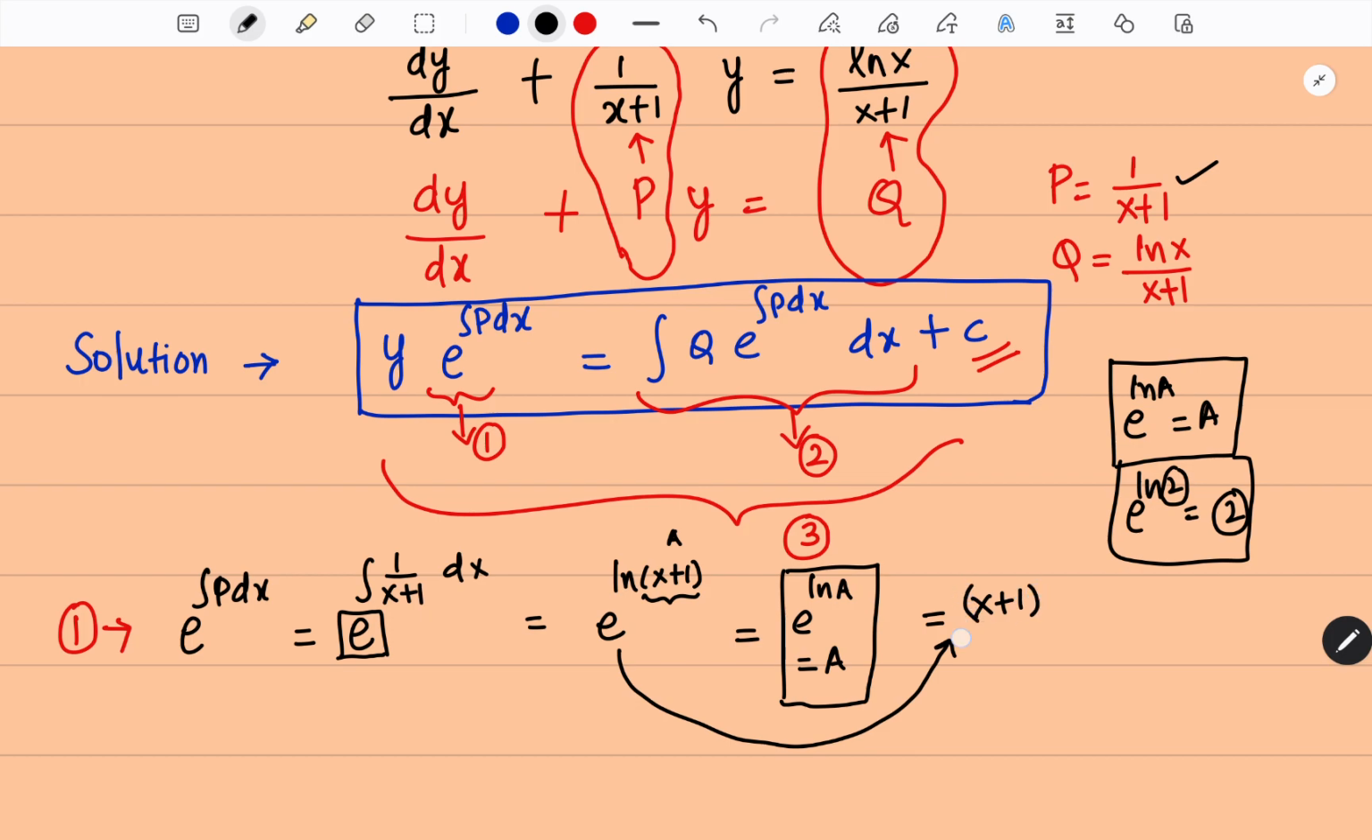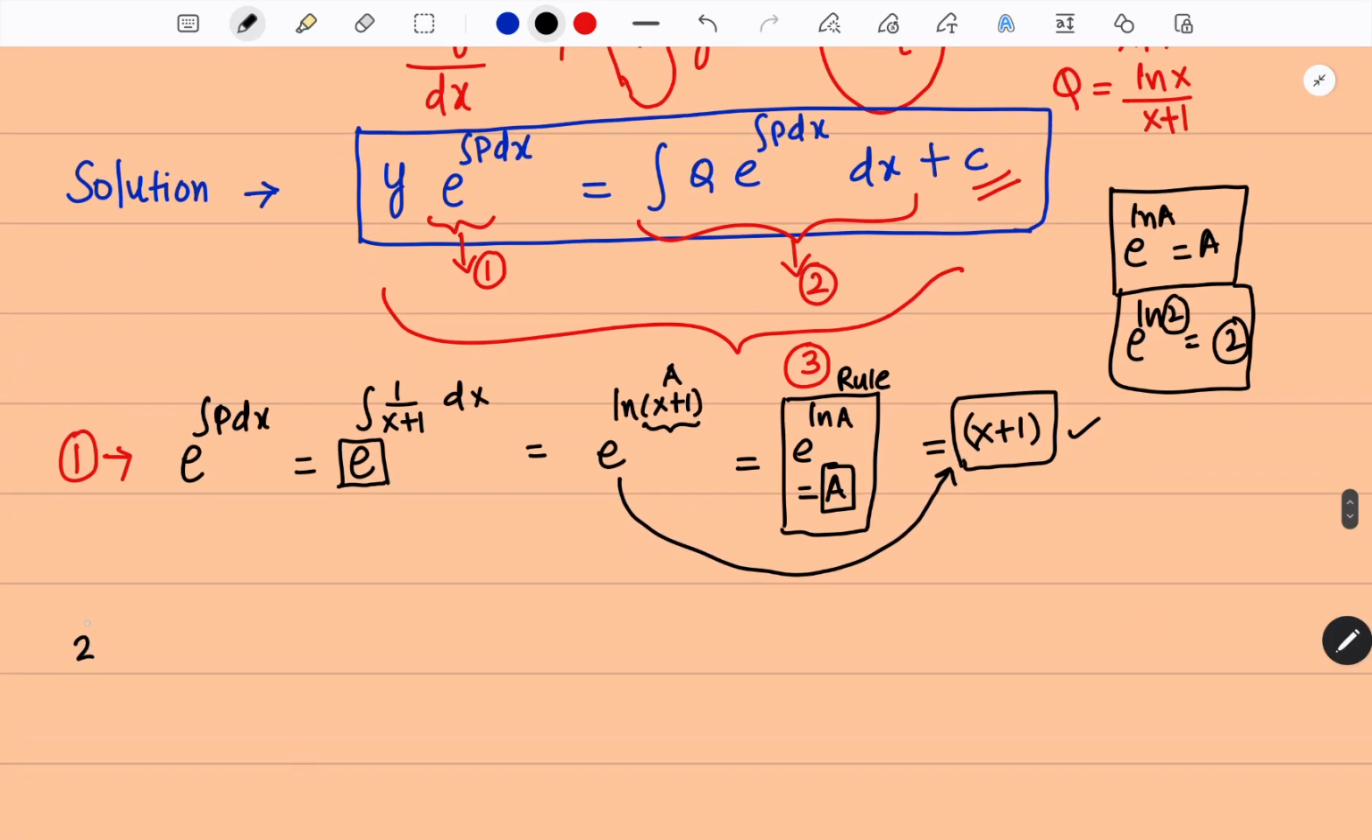x plus 1. So this is your step number 1. Again I'll repeat: e power ln x plus 1. So e power ln a, this is your rule. e power ln a is equal to what? a. So your a is x plus 1, so the same x plus 1 comes out, because e power ln a is a.